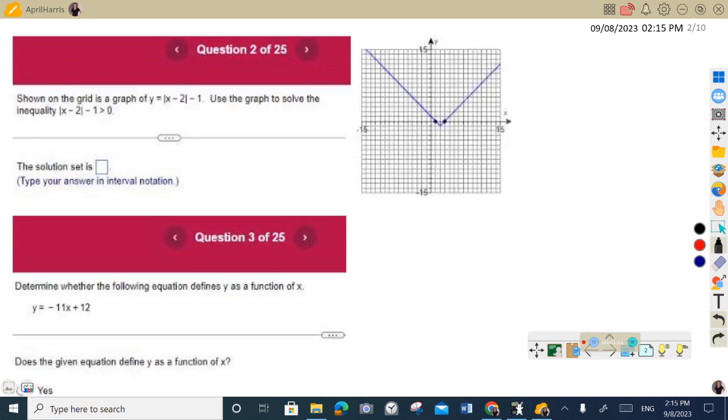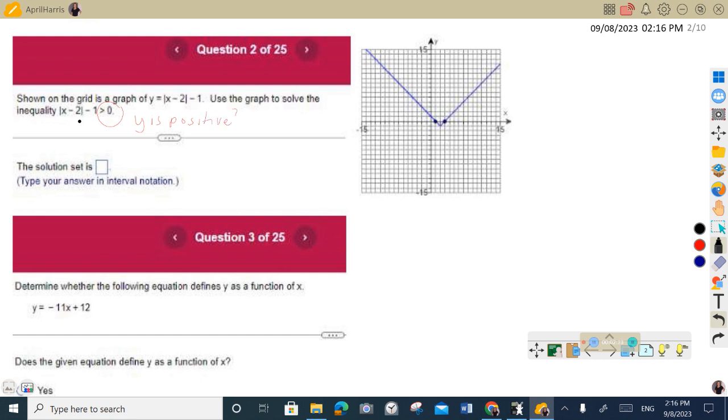Okay, on question number 2, it says, shown on the grid is a graph of y equals the absolute value of x minus 2 and then minus 1. Use the graph to solve the inequality: the absolute value of x minus 2 minus 1 is greater than 0. Greater than 0 means we want to know where y is positive. What x values is y positive?